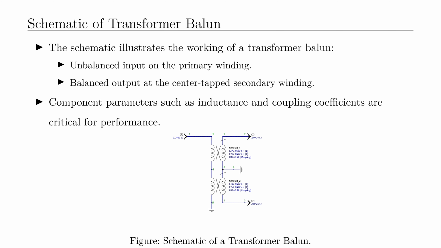The schematic demonstrates the operation of a transformer Balun. The unbalanced input is connected to the primary winding. The balanced output is taken from the center-tapped secondary winding. Key parameters such as inductance and the coupling coefficient play a critical role in the balun's performance.